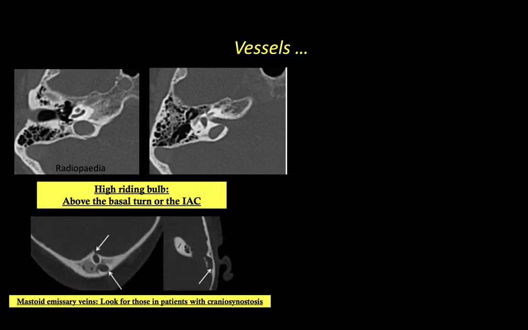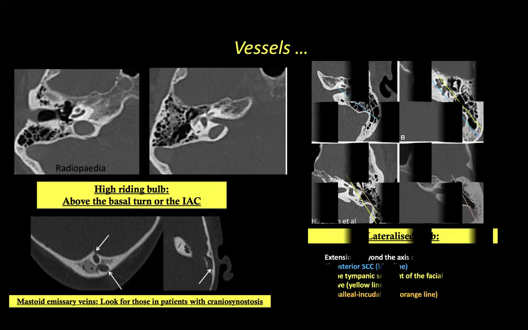Think of craniosynostosis if you see a lot of mastoid emissary veins. This was a case of 3MC mutation with a craniosynostosis that was missed, and we had to recall the patient for a full CT brain.